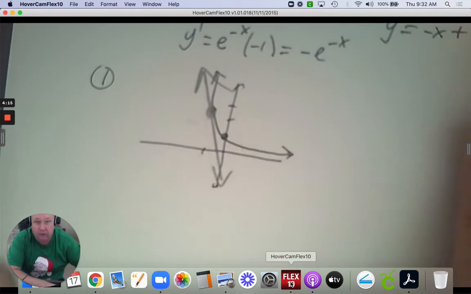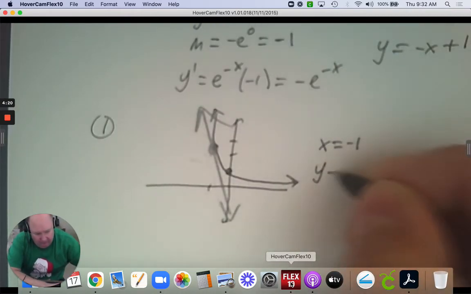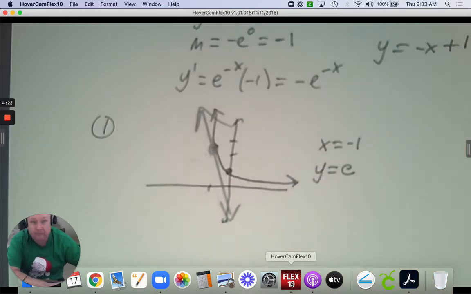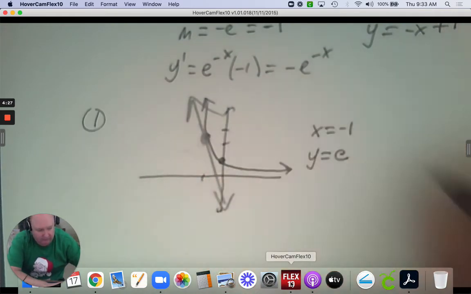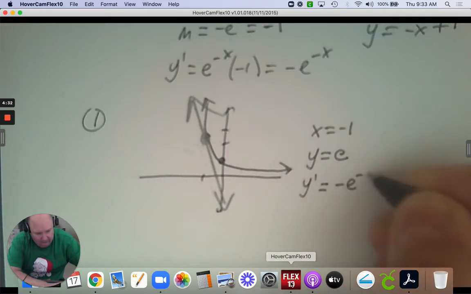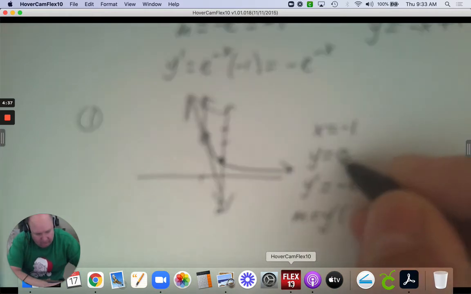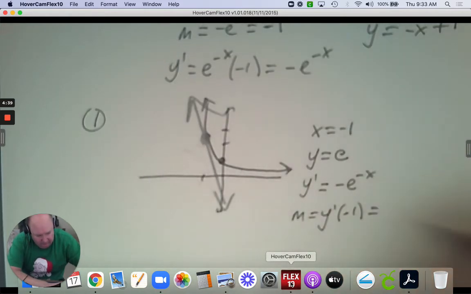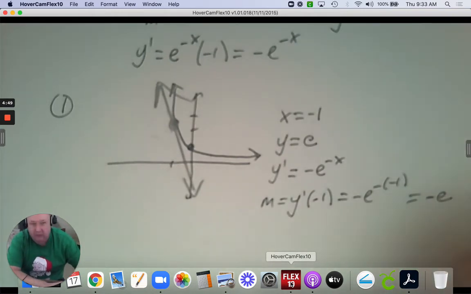So in this situation, x is equal to negative 1, and the y coordinate is e. And then we already found the derivative formula here. So remember that y prime is equal to negative e to the negative x. So that hasn't changed. To find the slope, we take the derivative and plug in negative 1. Well, if I plug in negative 1, the negative times the negative makes it positive. So it's negative e to the positive 1, or just negative e.